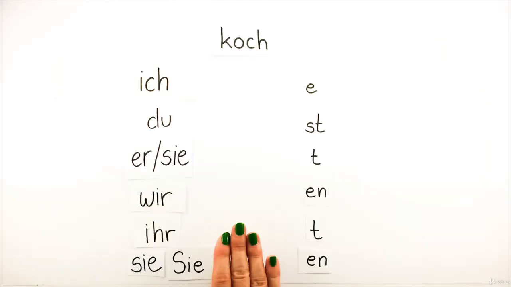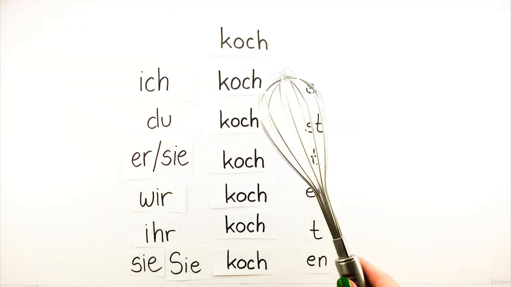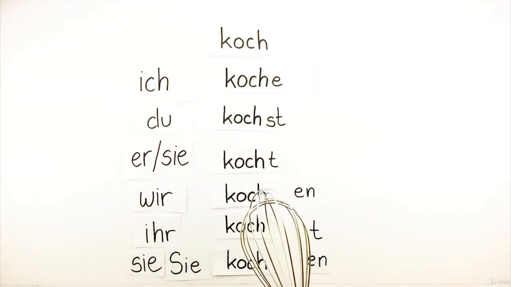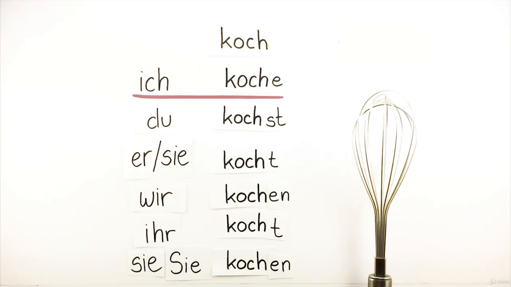Step 3. Stir well. After a while, the endings should start to fuse with the stem. And you got your verb in the present tense. Ich koche, du kochst. Er, sie, es kocht. Wir kochen, ihr kocht, Sie kochen. Voila!